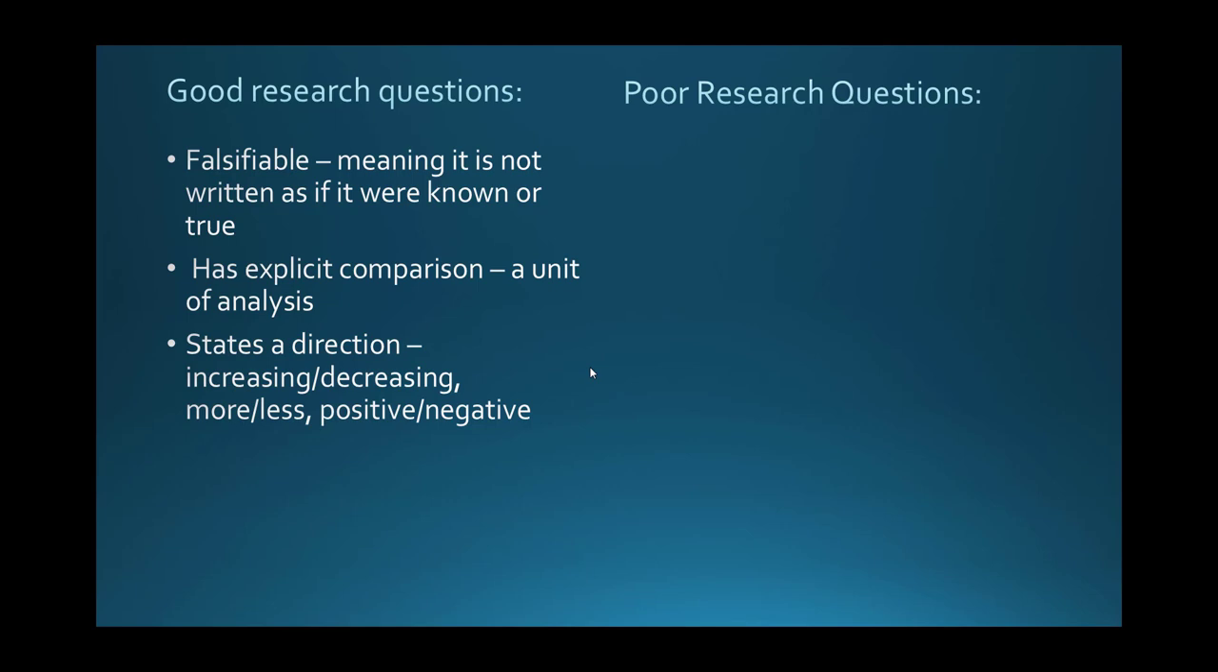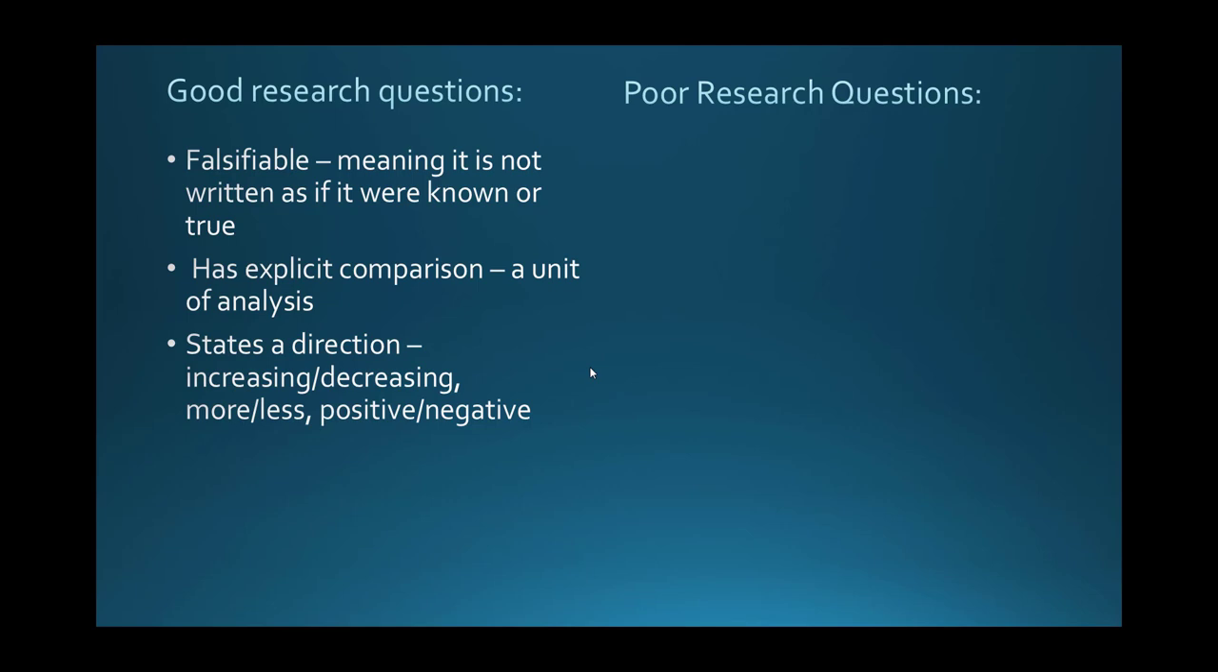A good research question has these three components. It's falsifiable, meaning it's not written as if we already know that it's true. One of the biggest hang-ups that students have when they're first writing research questions is that they write their research question as a statement, like, voting is a public good. Okay, that's written as if it's not able to be falsified, right? It's written as if it is already true.